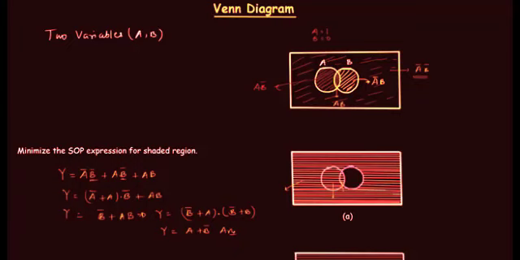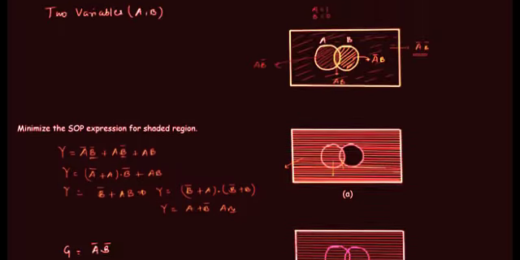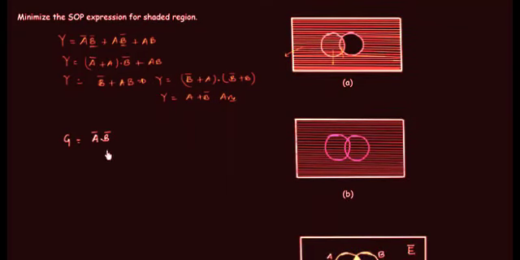Very simple. In the next problem, we again have to find out the SOP expression for the shaded region. Let's say function is g and it is equal to, this region is simply A complement and B complement. I'm just using the expressions that we have evaluated. So A complement B complement from the outer region. This region will give us A and B complement. This common region will give us A and B, and this region will give us A complement and B. Very simple. Let's minimize this.